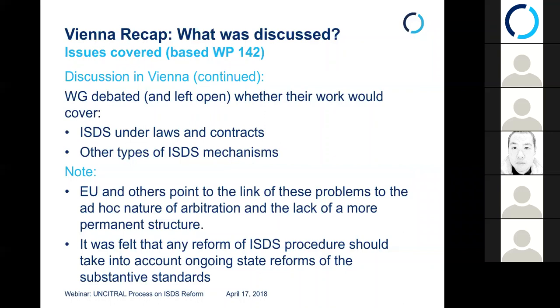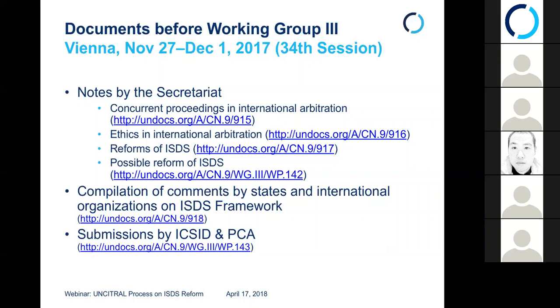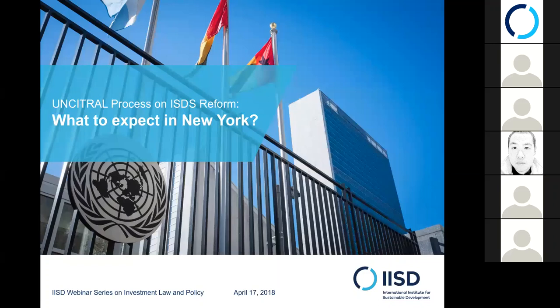The second point was that there was recognition that it was very difficult to discuss only procedural issues, and that the state of reforms of the substantive standards had to be kept in mind as the discussions went on. I just put here for reference the documents that were the basis of the Vienna meeting. And then I would just like to go on to what we could expect from New York.